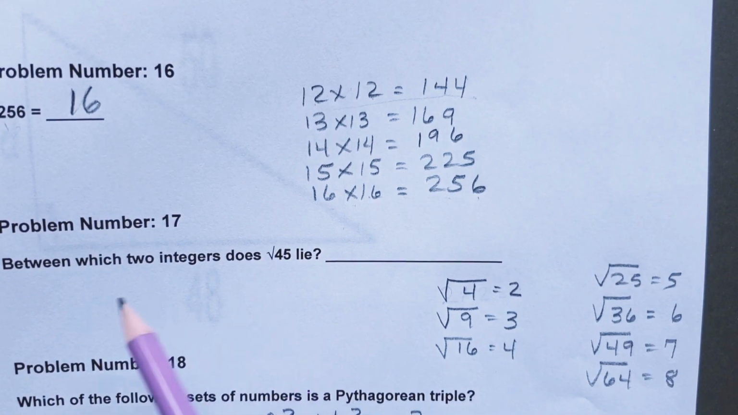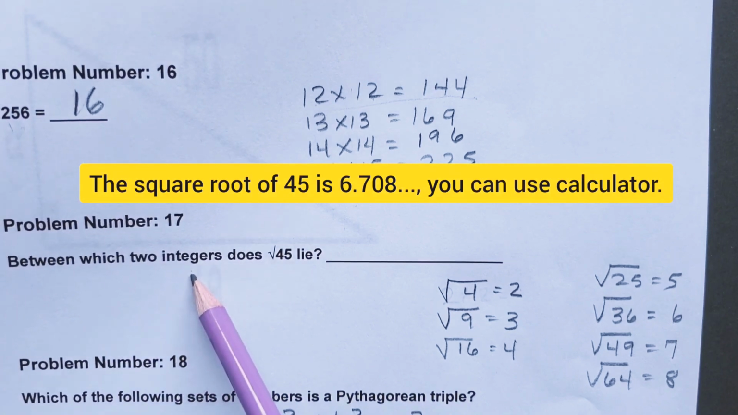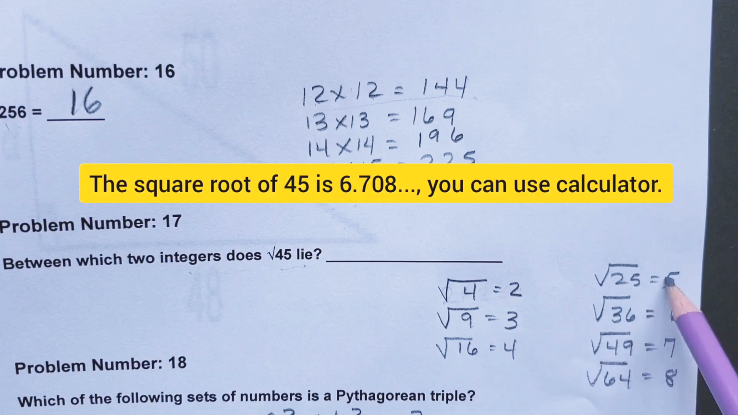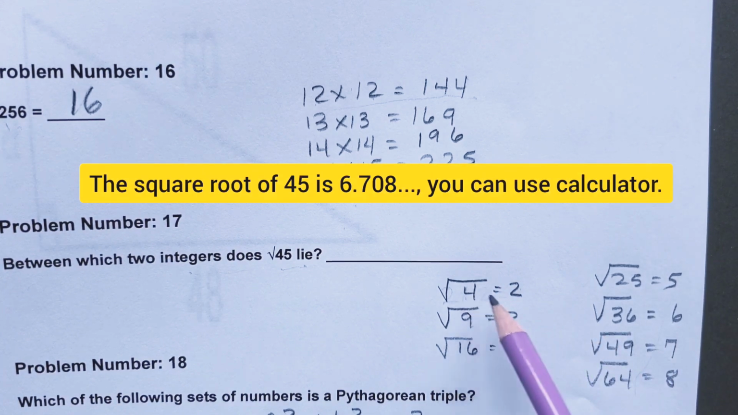Alright, problem number 17. Between which two integers does the square root of 45 lie? I wrote down some more perfect squares for you. 2 times 2 is 4, so the square root of 4 is 2. The square root of 9 is 3. The square root of 16 is 4.